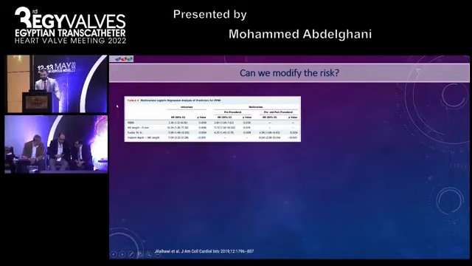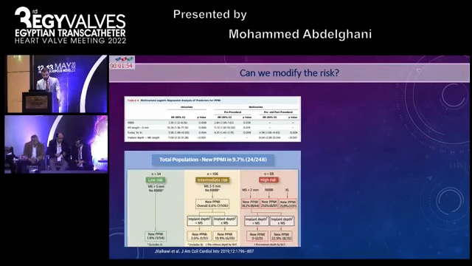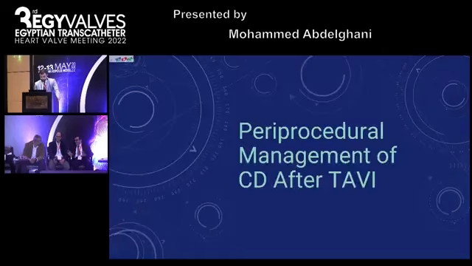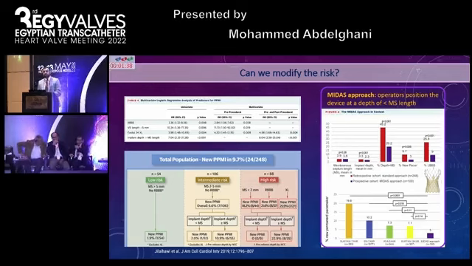Okay. Can we modify the risk? Actually, yes. And a recent study, the MEDS approach, tried to systematically improve the procedural factors that are related to the pacemaker rate. And indeed, it did succeed in achieving that. So they realized that right bundle branch block and a membranous septal length that's shorter than 5 centimeters and a deeper implant and a larger device, these are the most important factors. And then they developed this model and moved to improve these factors.